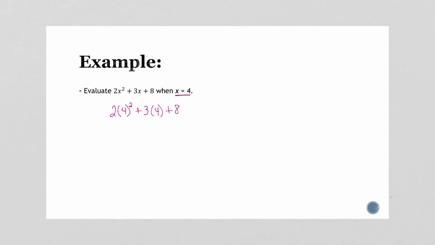Now, according to order of operations, I have to do the exponent first. That does not mean 2 squared as well. It just means 4 squared. So I've got 2 times 4 squared is 16 plus, and I can go ahead and do this operation as well. Now I'm going to do 2 times 16, and I get 32. And now I do addition left to right. 32 plus 12 is 44. 44 plus 8 is 52.